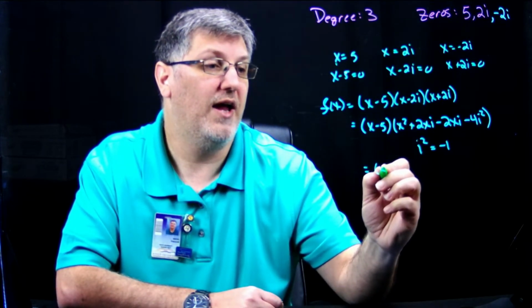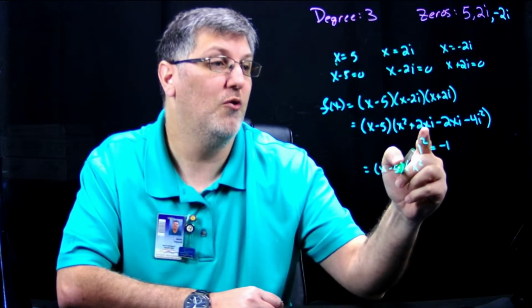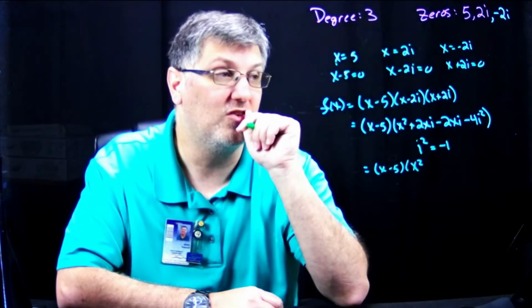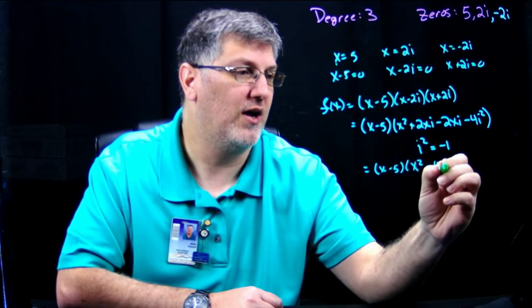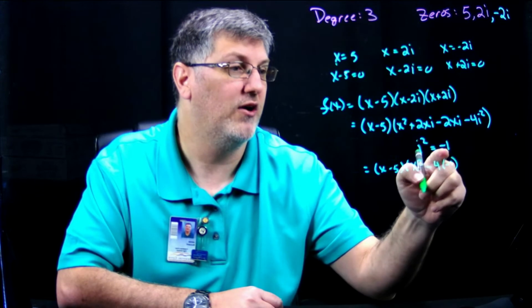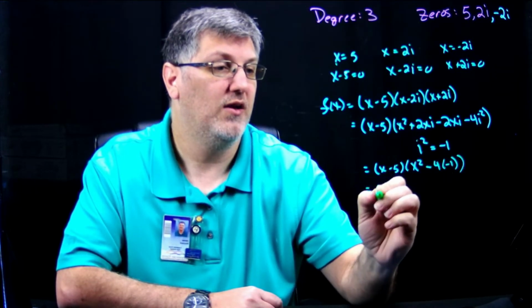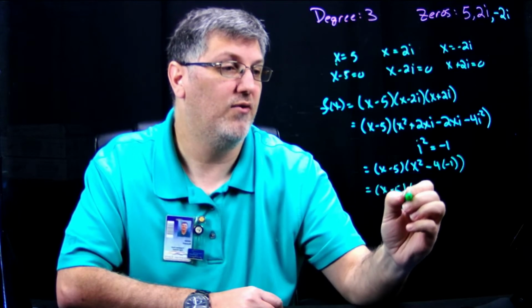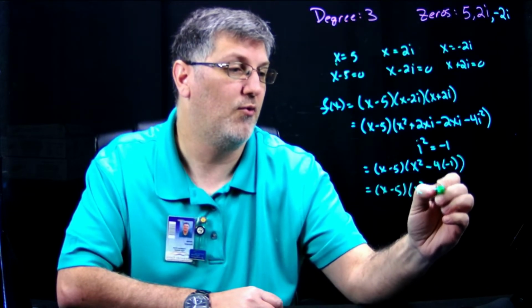So now we have x minus 5 times, well, I have my x squared. Well, 2xi minus 2xi, well, that's just 0. This becomes a negative 4 times a negative 1 because i squared is negative 1, which then gives me x minus 5 times x squared. Well, this just becomes plus 4.